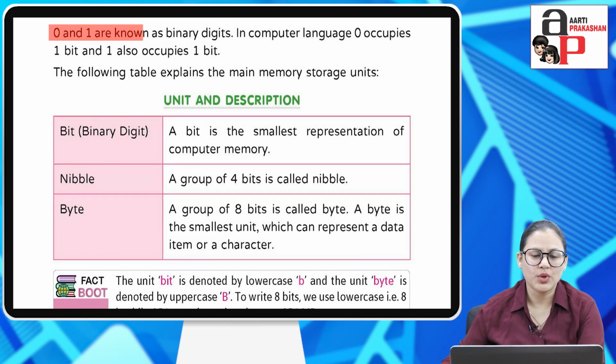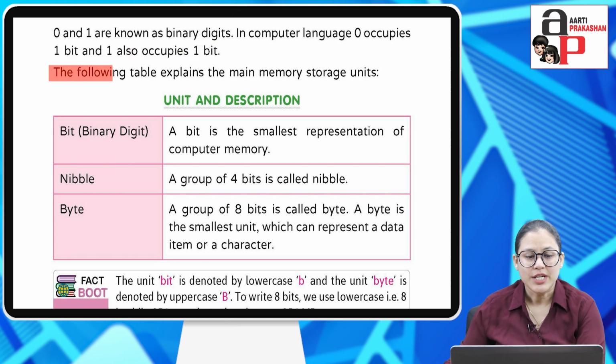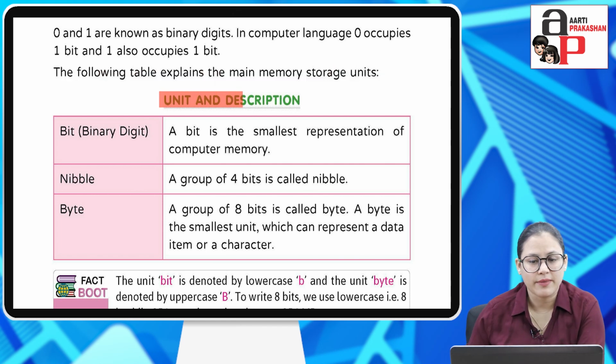So 0 and 1 are known as binary digits. In computer language, 0 occupies 1 bit and 1 also occupies 1 bit. So the following table explains the main memory storage units. Now let's learn about the unit and the description.